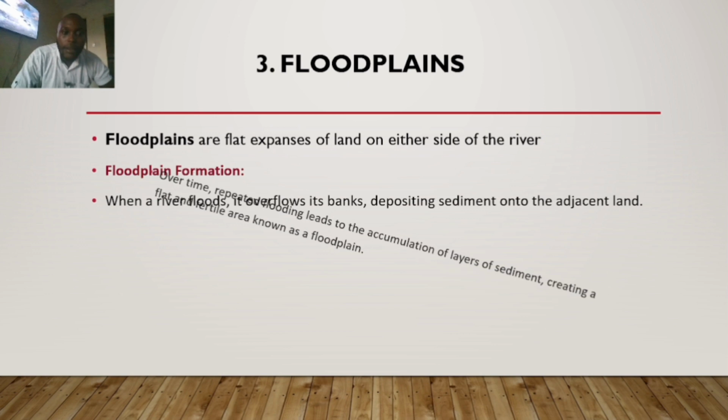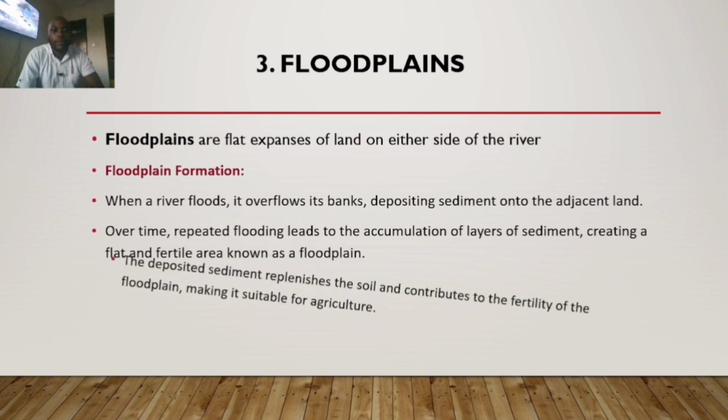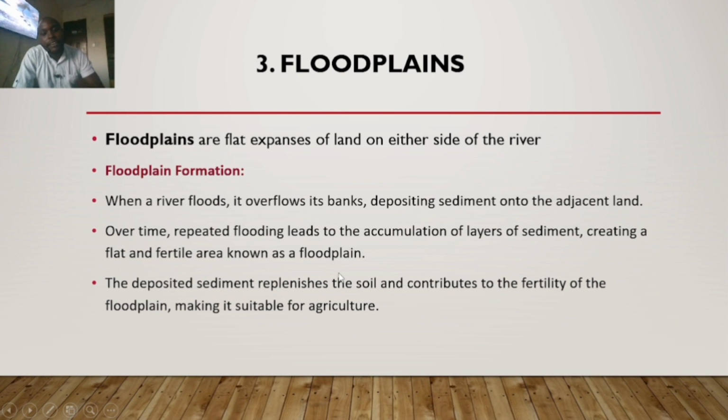All right, and then over time repeated flooding leads to accumulation of layers of sediments, creating a flat and fertile area known as a floodplain. So over time, that deposition of sediments just past the banks, due to maybe issues like flooding, is going to cause the formation of a thing we call a floodplain. All right. So the deposited sediment replenishes the soil and contributes to the fertility of the floodplain, making it suitable for agriculture because the sediment is so fertile. So that's why we normally say that floodplains are always fertile.